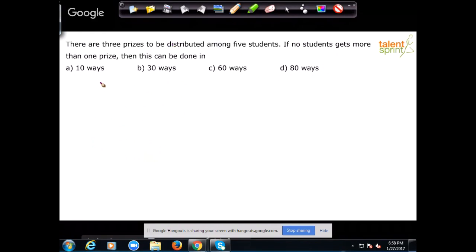Now, in my view, there are 3 prizes, let's say P1, P2, and P3. And there are 5 students, S1, S2, and so on. You don't have to do this in the exam, but just for the sake of explanation, right? Now, the first prize, P1 here, can be given in how many ways? P1 can be given to S1 or S2 or S3 or S4 or S5. This can be done in 5 ways.